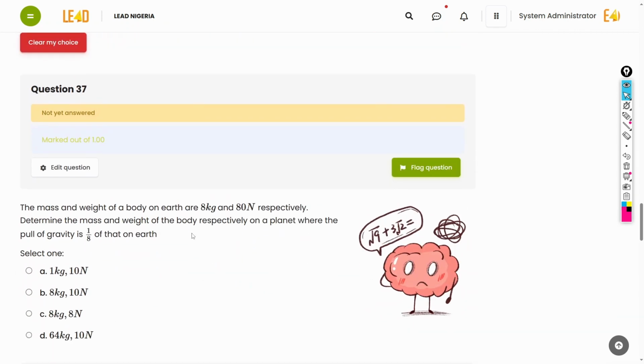Question 37. The mass and weight of a body on Earth are 8 kg and 80 newtons respectively. Determine the mass and weight of the body respectively on a planet where the pull of gravity is 1/8 that of the Earth. Okay, good.